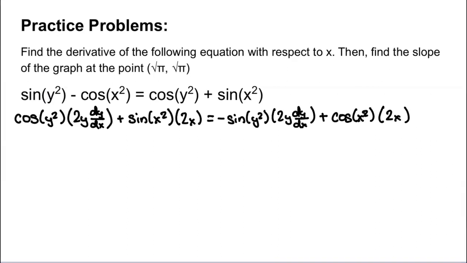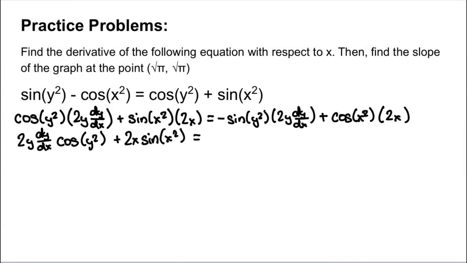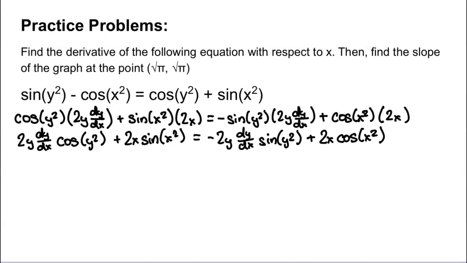This is a lot. So first, let's just get our multiplication out of the way. We're going to have 2y dy dx cosine of y squared plus 2x sine of x squared is equal to negative 2y dy dx sine y squared plus 2x cosine x squared. It's really good if you talk your way through this process or even just parse it in your head so that you don't get too lost.